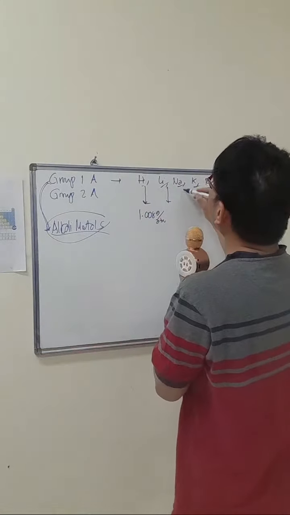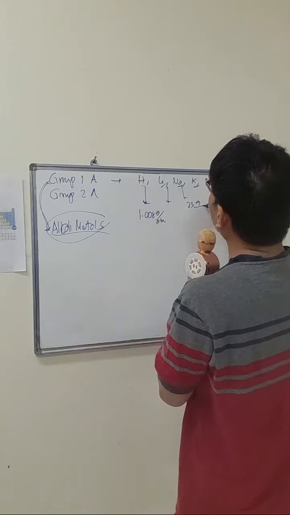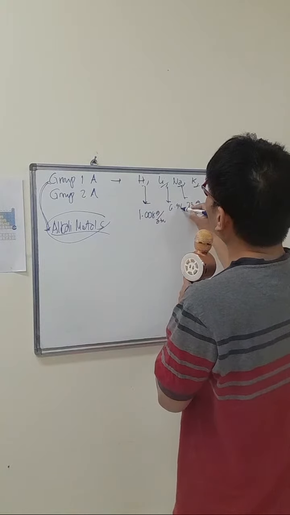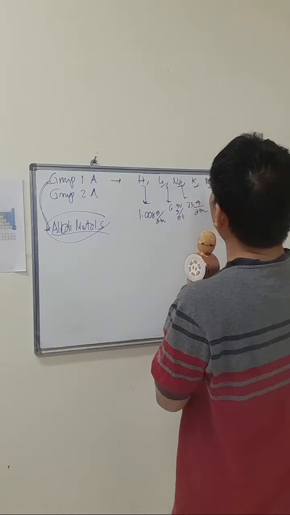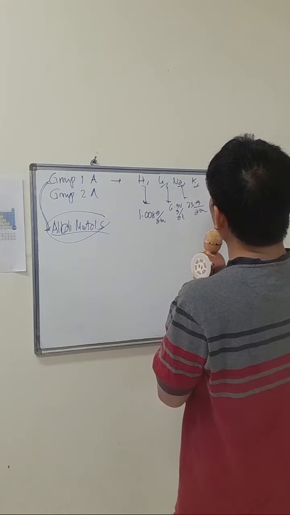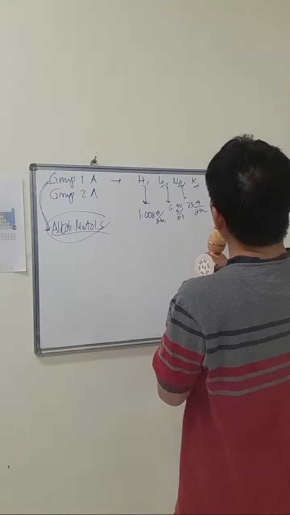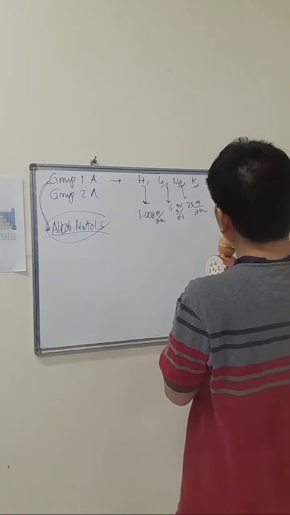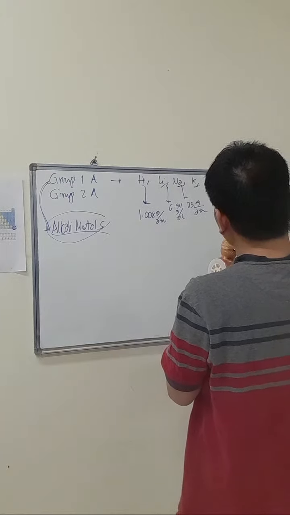So sodium is 23 gram atom. Lithium is 6.94 gram atom. Rubidium is 85.47 gram atom. Cesium is 133 gram atom. And francium, 223 grams atom.